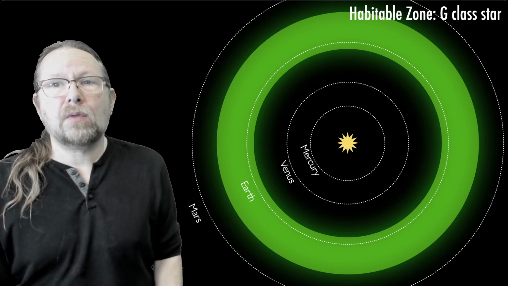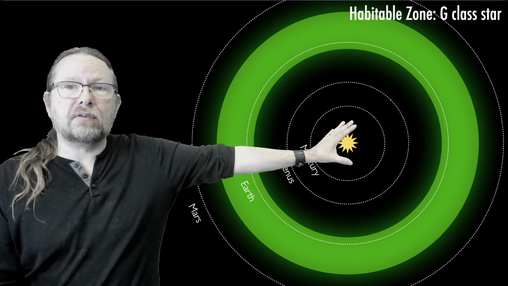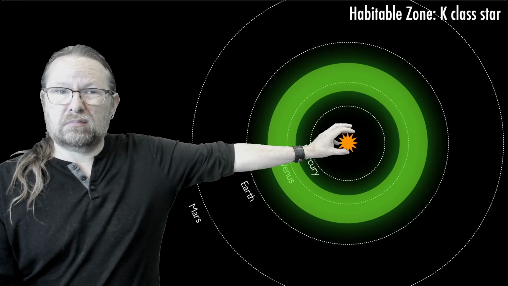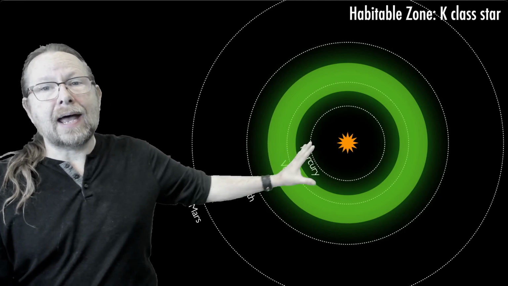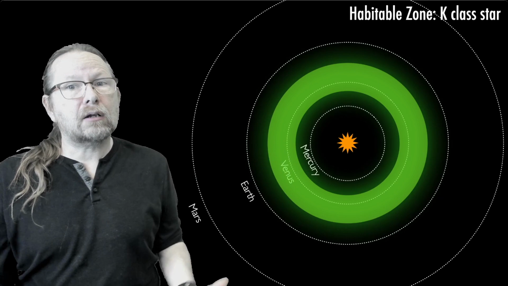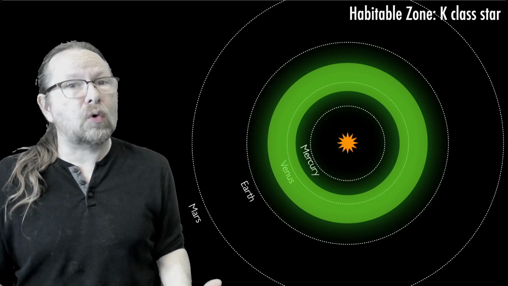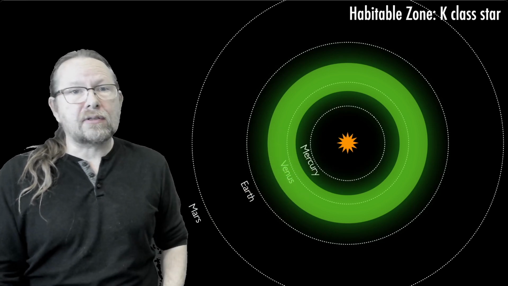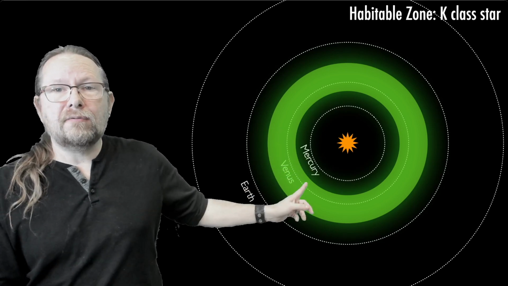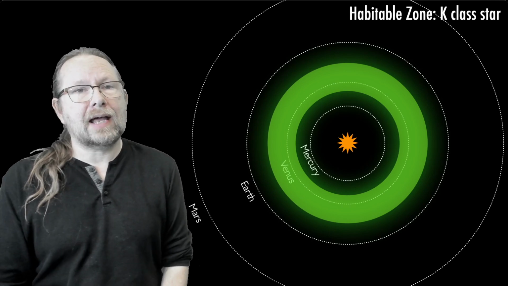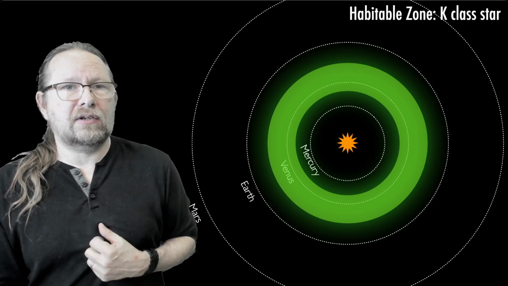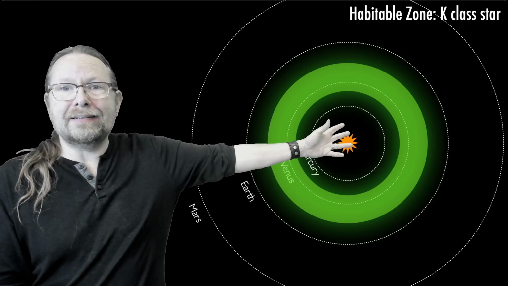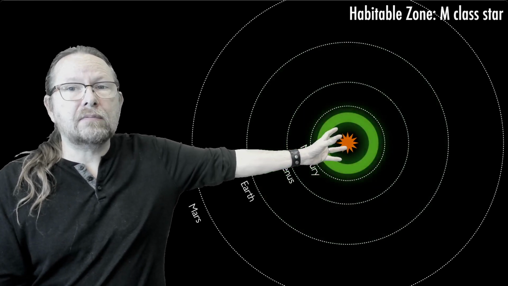What would happen if we replaced the Sun with a K-type star? Dimmer, redder, cooler. The habitable zone would move inward. Okay? It would be closer. You would have to get closer to the Sun to be warm enough to have liquid water. Notice that if we replaced the Sun with a K-type star, Venus might have been firmly inside the habitable zone of that planetary system.